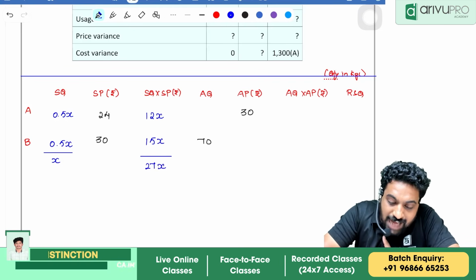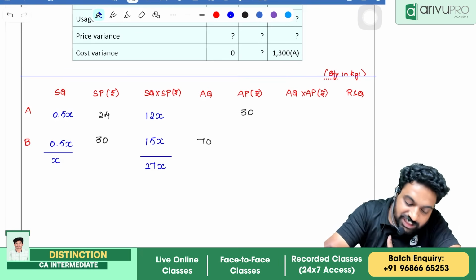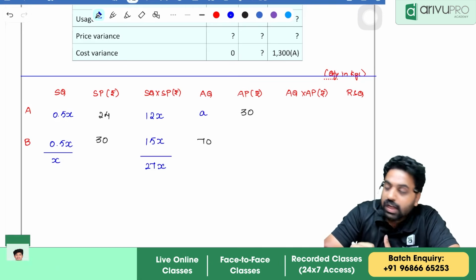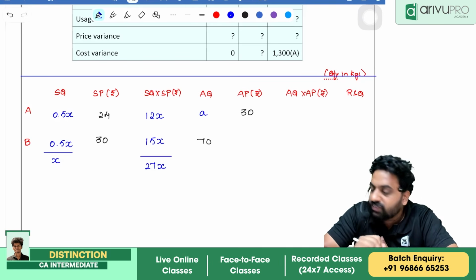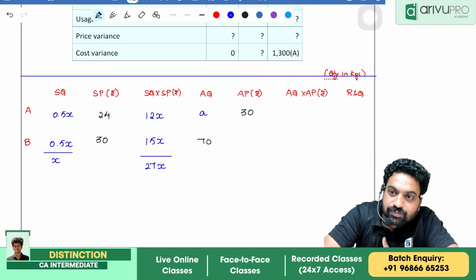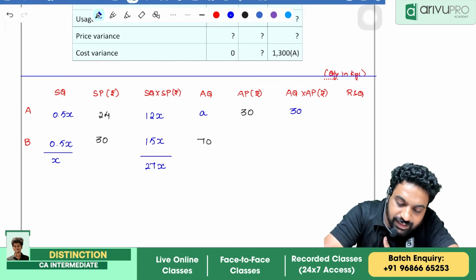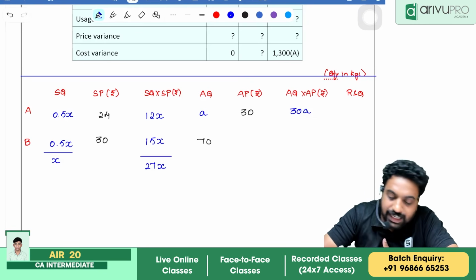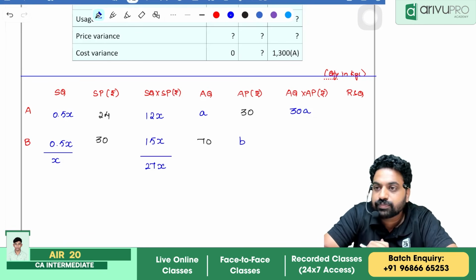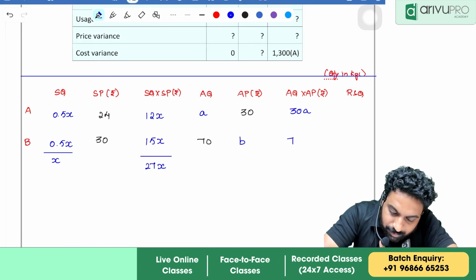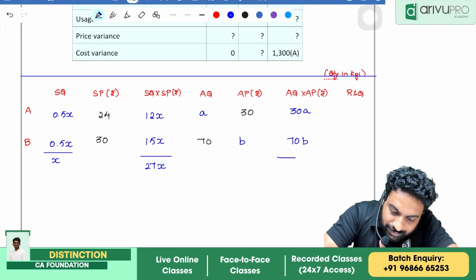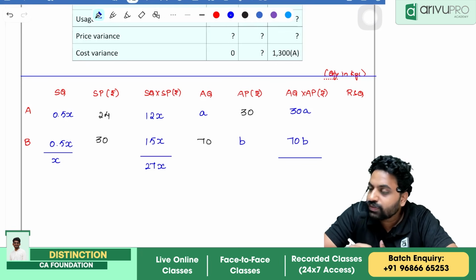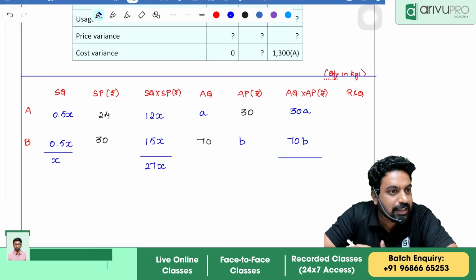Actual quantity of A we don't know. Shall I take it as A? Now, actual quantity into actual price of A. Can I write it as 30A? Actual price of B I don't know. Shall I take it as B? Actual would be 70B. Now, listen. Cost variance, let me not write 30A plus 70B.